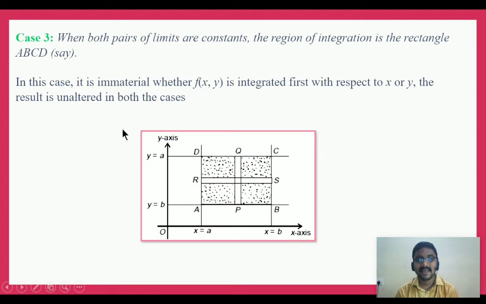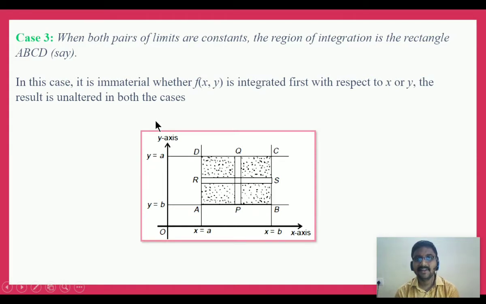In this case, the order is immaterial. Whether f(x,y) is integrated first with respect to x or y, the result is unaltered in both cases. So here we can apply the integration first with respect to y and then x, or first with respect to x and then y. In both cases we will get the same result. If all the limits of the double integral are constants, then the order of integration is immaterial, provided the limits are changed accordingly, and the reason is nothing but a rectangle, because all the limits are constants.